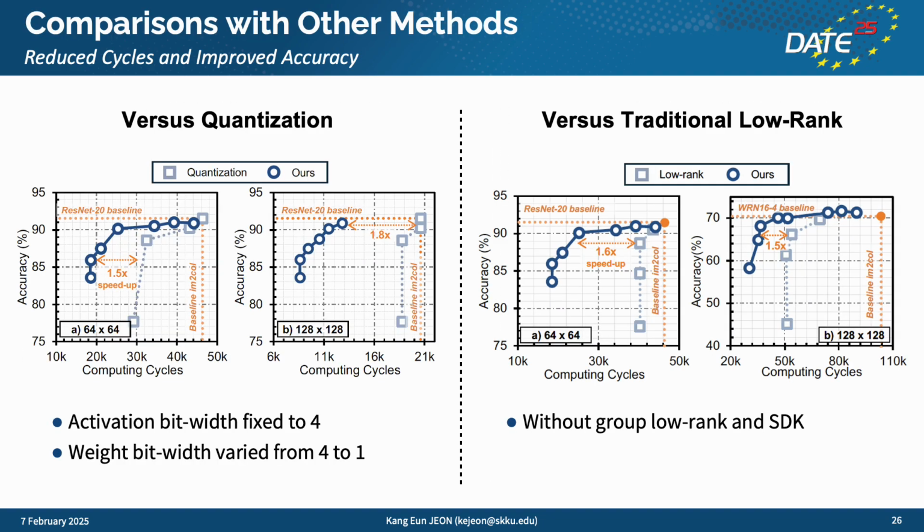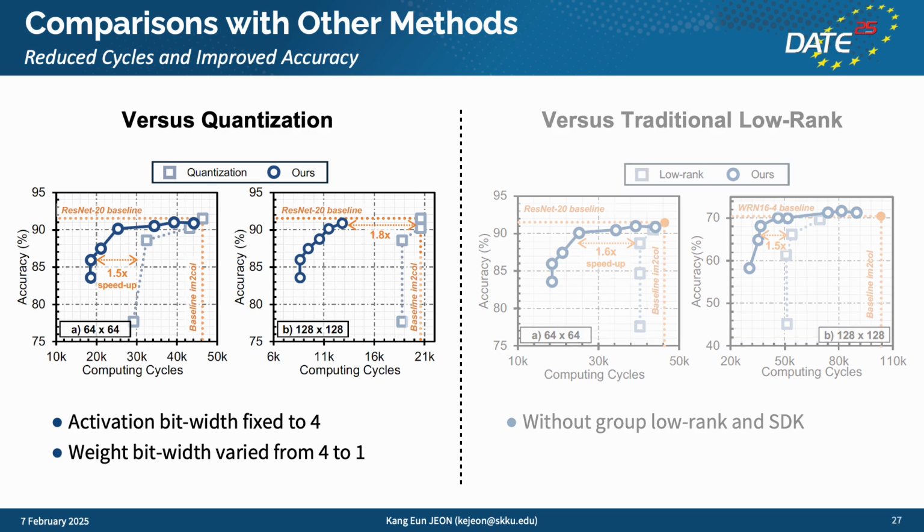We also compared our work with other compression methods besides pruning. First, we compare our work with quantization techniques. Here, we vary the weight bit width of the quantization baseline from 1-bit to 4-bit, while the activation bit width is fixed to 4-bit. Our method is quantized to 4 bits of weights and 4 bits of activation, as mentioned previously. Here, we can see that we achieve speedup of 1.5 times and 1.8 times on different IMC array dimensions.